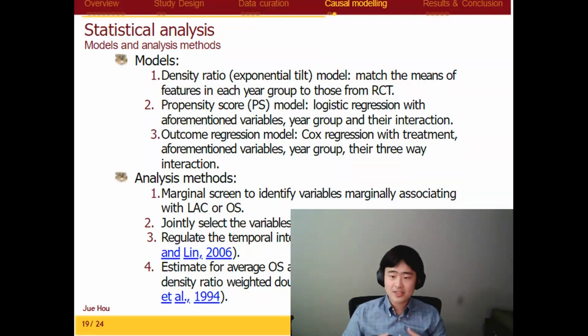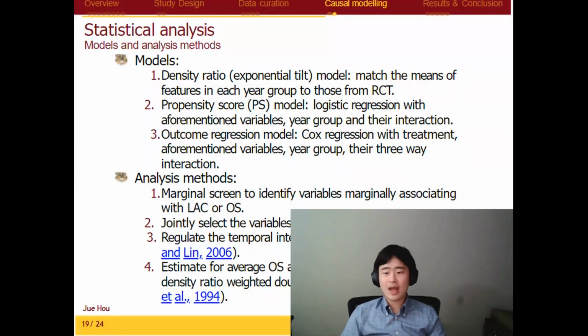The analysis method is like this: we first do a marginal screen to find variables strongly associated with either the treatment assignment of LAC or the outcome of interest, overall survival. And then within the screen-positive variables, we run a model selection method called adaptive lasso to find the signals that are really strong predictors for the treatment assignment and overall survival.